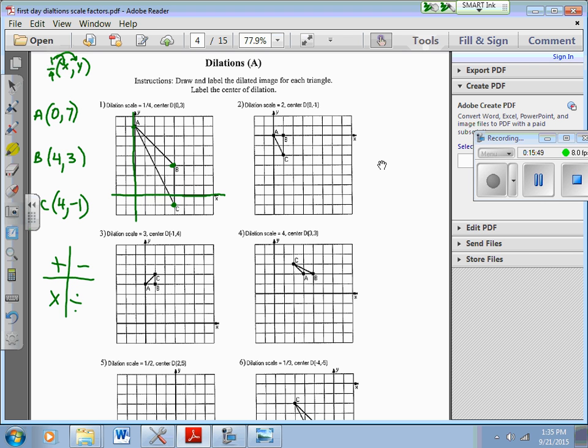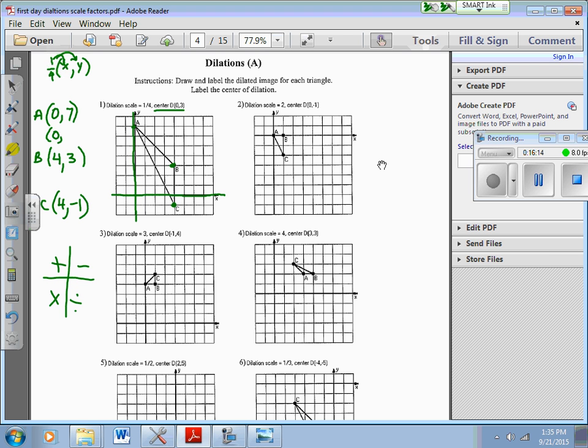And then you notice it says centered at 0,3. First, we're going to go ahead and dilate it just like you learned how to do it right now, okay? And then I'm going to talk to you about, well, what happens if we were to center it at 0,3? I'll show you. It's a very simple little trick, okay? All right, so does everybody agree that 1/4 times 0 is 0?